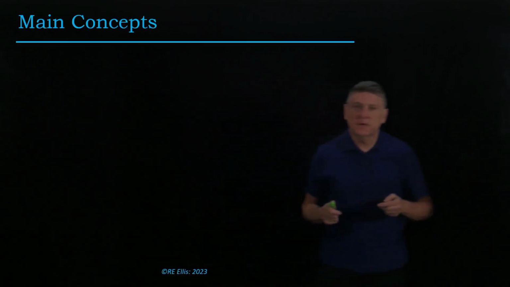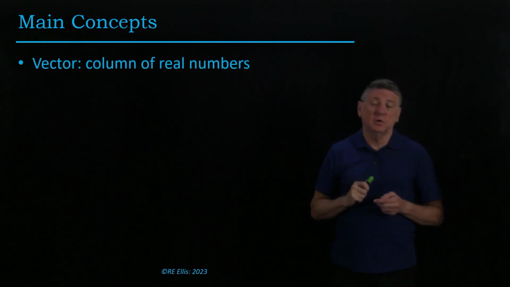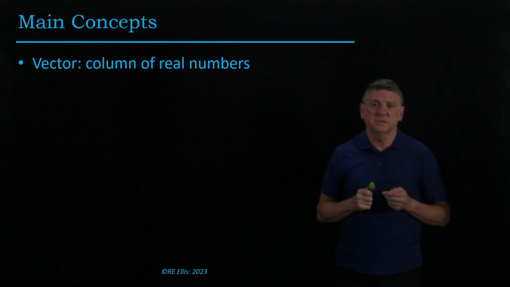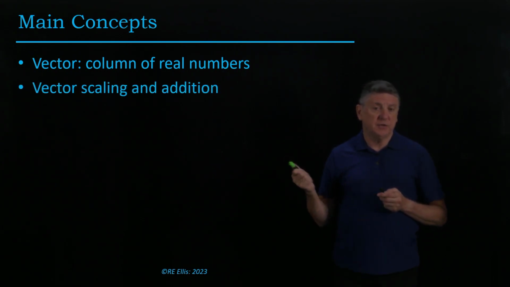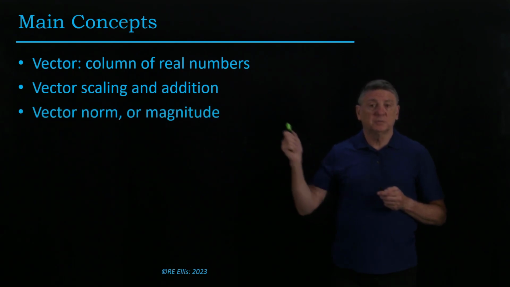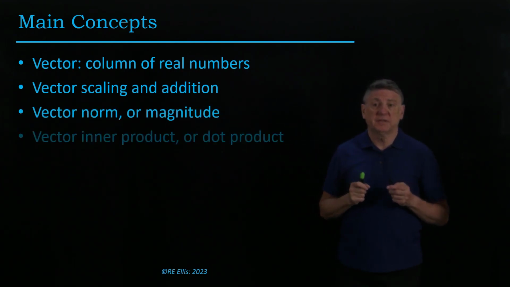In this session, we'll look at some prerequisites for our course, and specifically, we'll look at some of the properties of a vector. So the main concepts in this session are a vector for us is a column of real numbers, a finite column specifically. We'll look at how you can scale one vector and how you can add two or more vectors. We'll explore what a vector norm or magnitude means with a couple of specific examples.